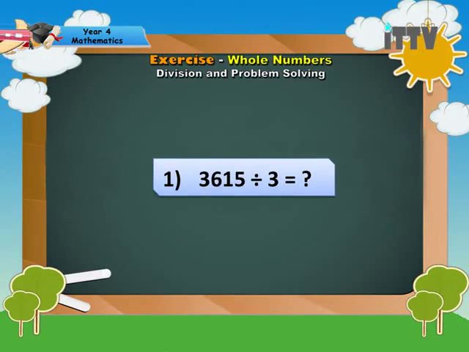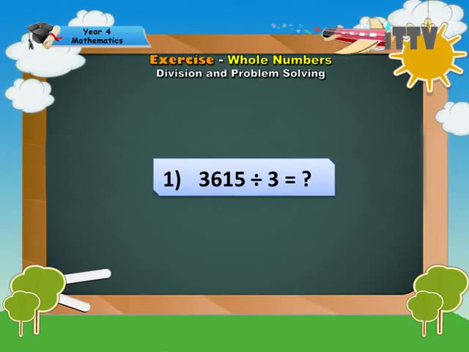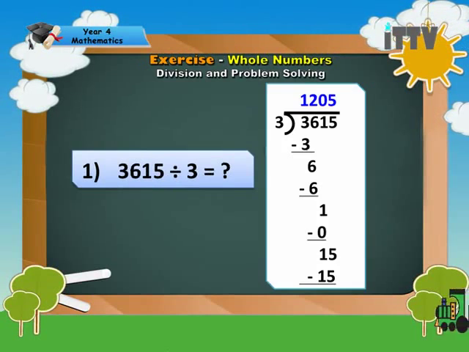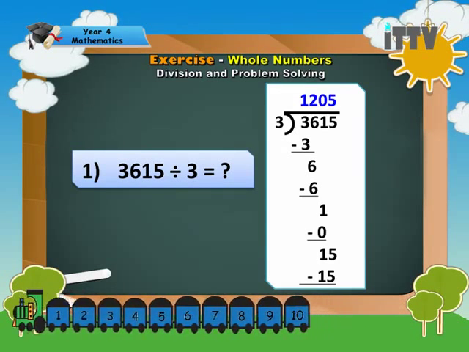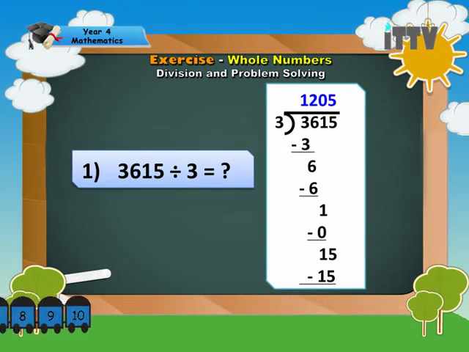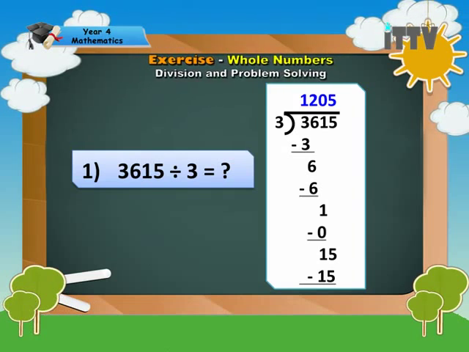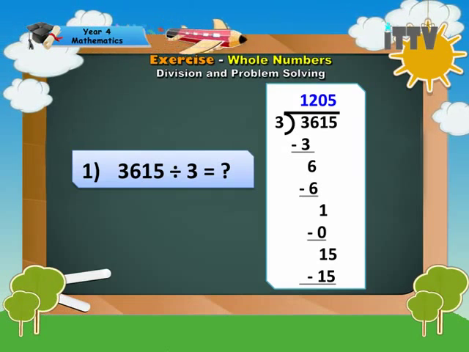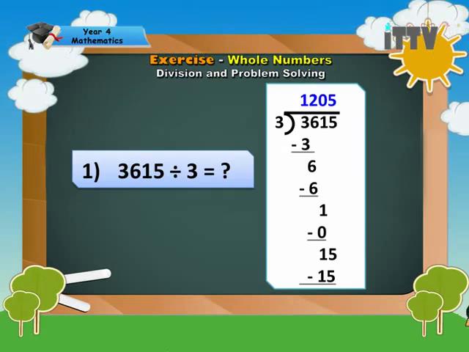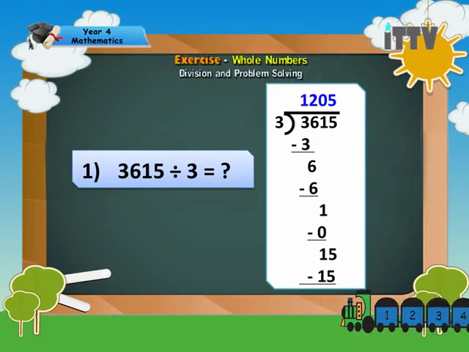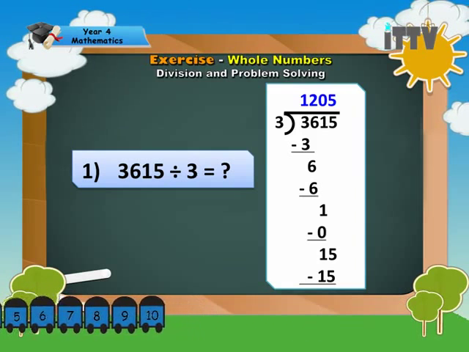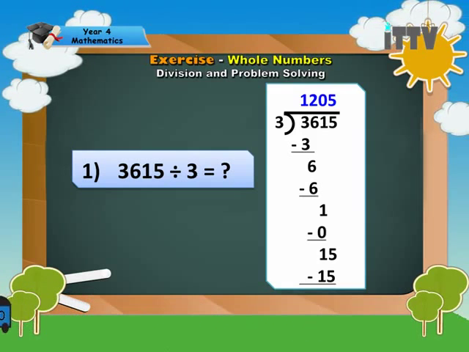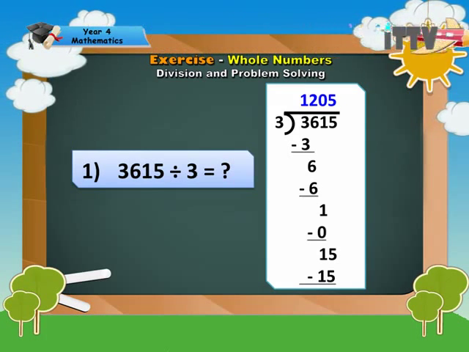For question 1, 3,615 divided by 3. We will use long division to solve this problem. Now, remember the family, dad, mom, sister and brother. When you use long division, this is a formula to help you: divide, multiply, subtract and bring down the next digit. So your quotient, or your answer for this question, will be 1,205. Yep, that's the answer.